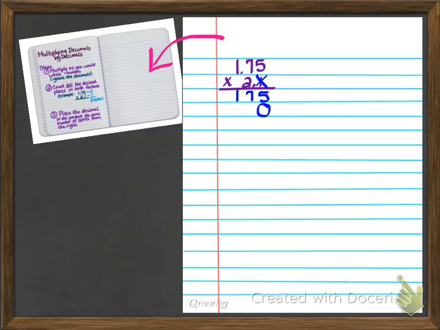Now I'm going to continue, and I'm going to multiply 2 times 5, I get 10. 2 times 7 is 14, plus 1 more gives me 15. I'm going to carry my 1. 2 times 1 is 2, plus 1 more is 3. I'm now going to add up my 2 rows of numbers. So you see here I get 3,675.